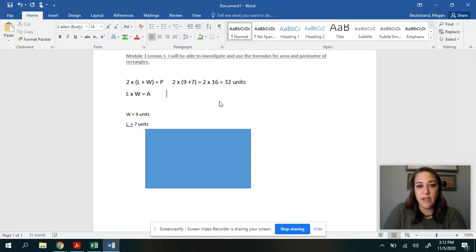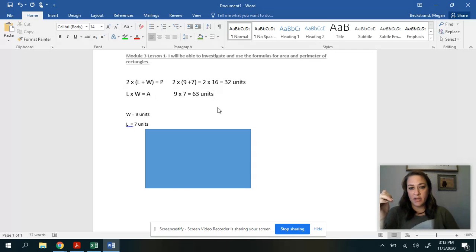And then to find our area, we would take our 9 times 7. I tell our kids in class all the time that whenever we are practicing our multiplication, it doesn't go anywhere. Multiplication is so important. Okay, so 9 times 7 is going to give us 63 units. So our area and perimeter isn't always going to be very close to each other. It's going to depend on the rectangle.